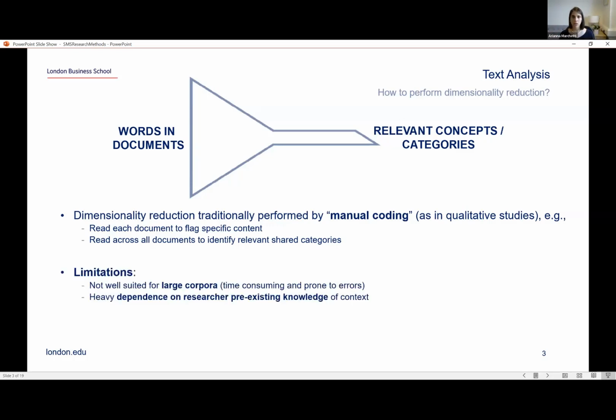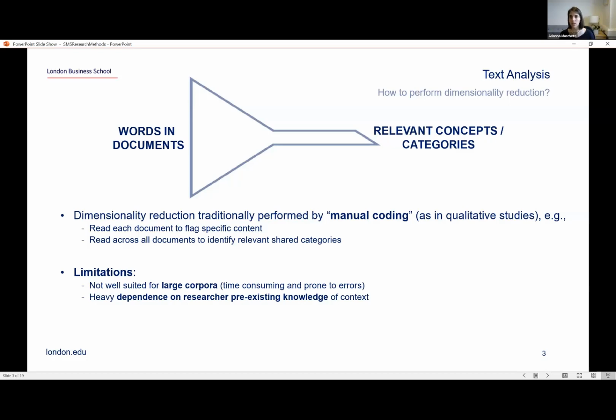Now, what's happening though is that the amount of text data is really exploding. We are seeing companies and individuals producing larger and larger volumes of text that are available both for companies to run their business, but also to us as researchers. And so manual coding is becoming unfeasible for two reasons. The first is that we don't want to spend our life reading text. And also for large corpora, it really becomes prone to error.